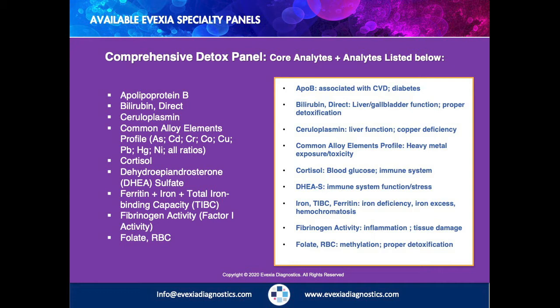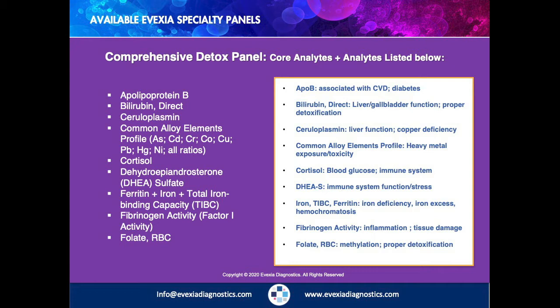The next assessment is that of iron metabolism. Now, aside from assessing the nutritional status of this mineral, the iron panel assesses for such conditions as iron deficiency anemia, excess iron supplementation, and iron metabolism conditions such as hemochromatosis.